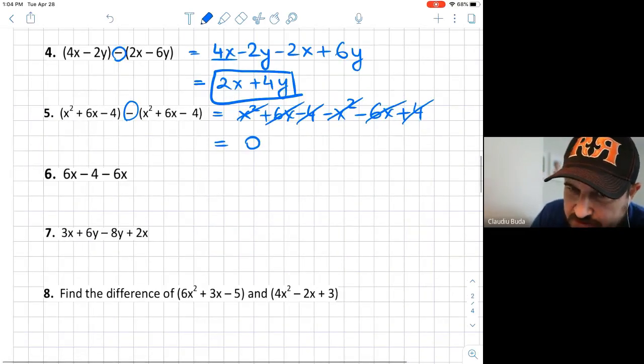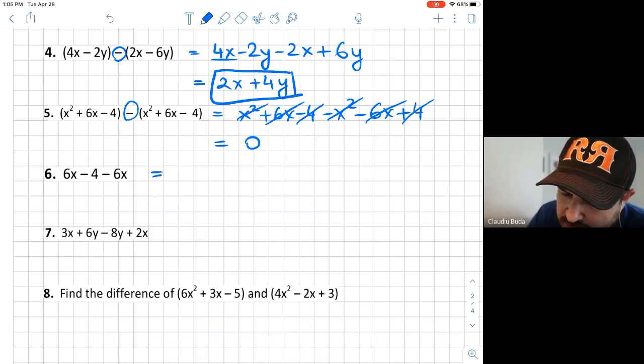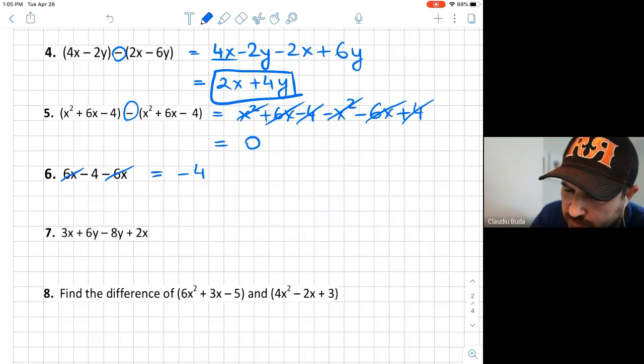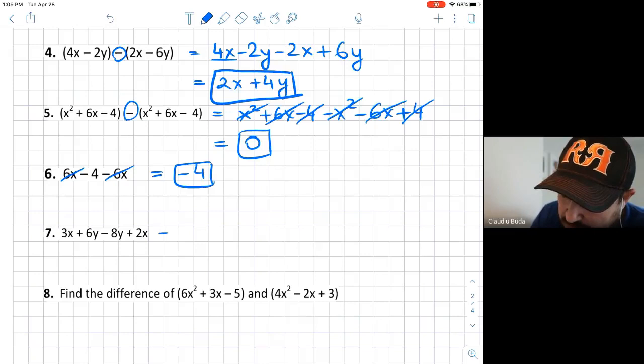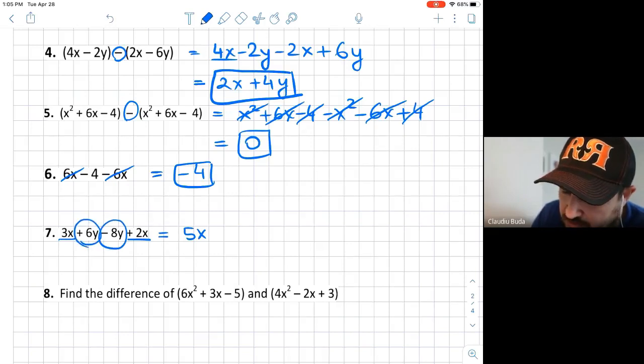For number 6, let's see, 6x minus 6x. That is canceling, because it's going to be equal to 0. So all it is, is negative 4. For number 7, let's take a look. We have 3x and plus 2x, that is 5x. And we have 6y minus 8y, that is negative 2y.